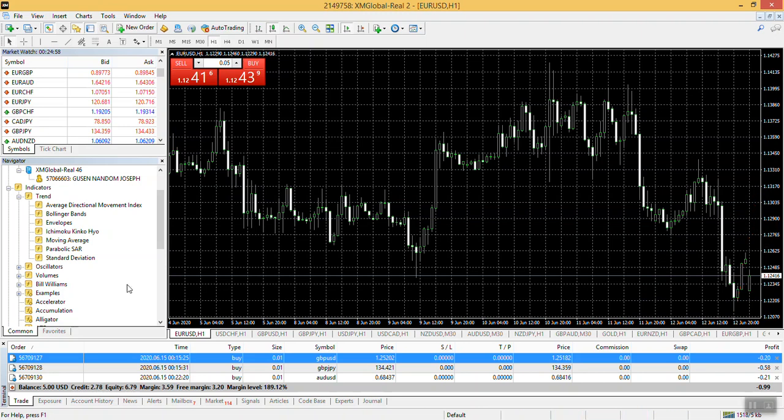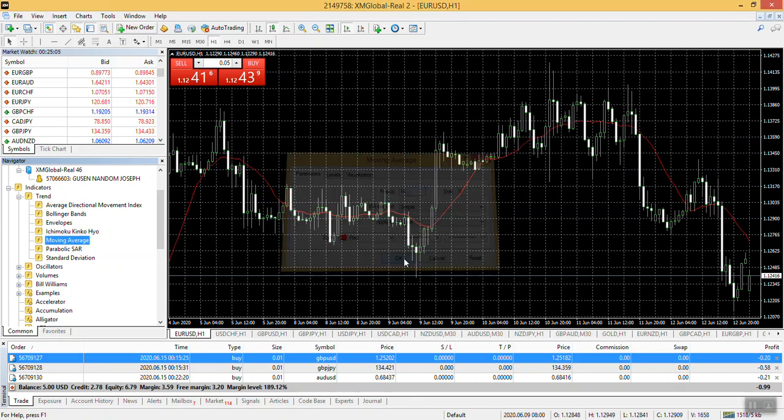Okay, let me close them. So let me bring in the moving average indicator. So this is the moving average indicator.